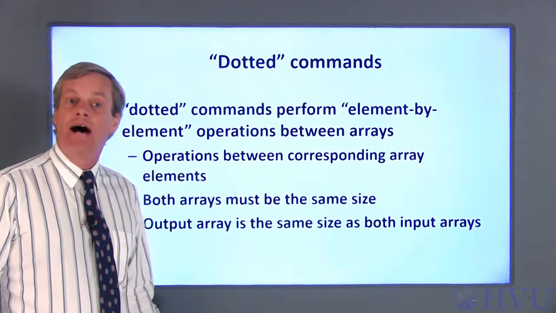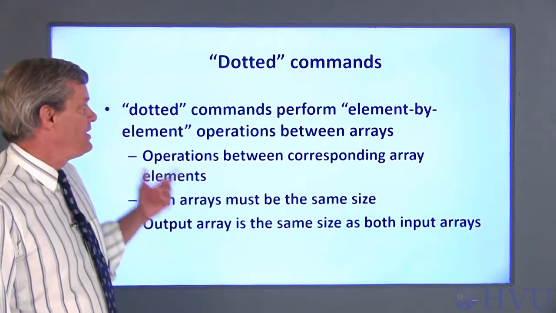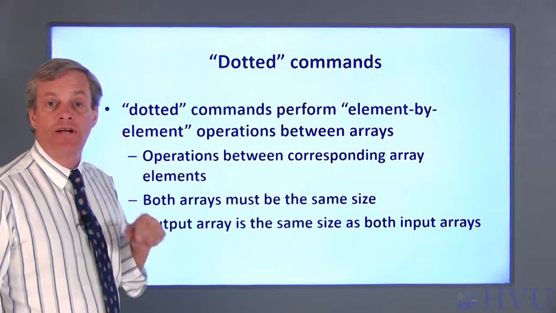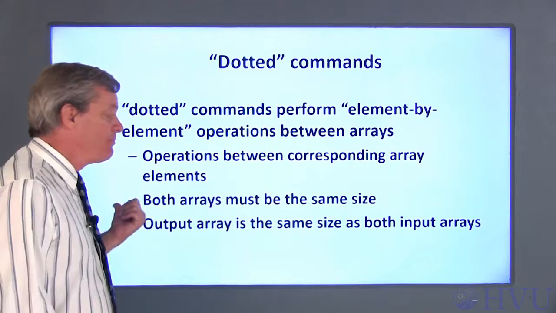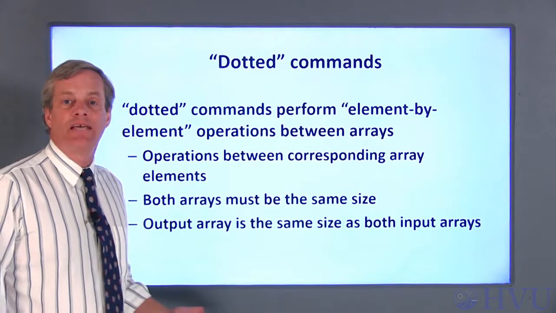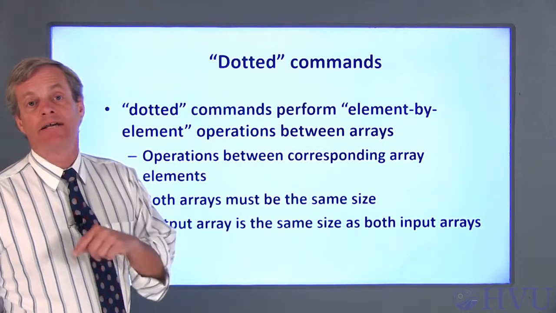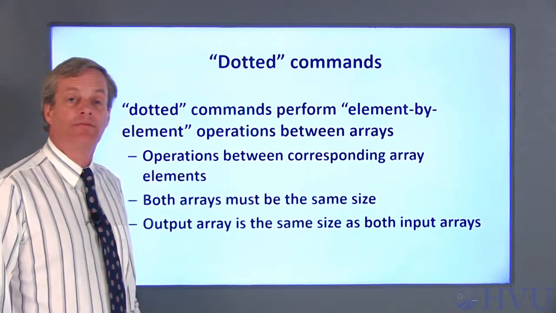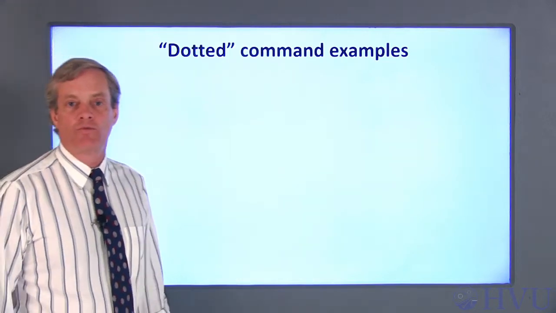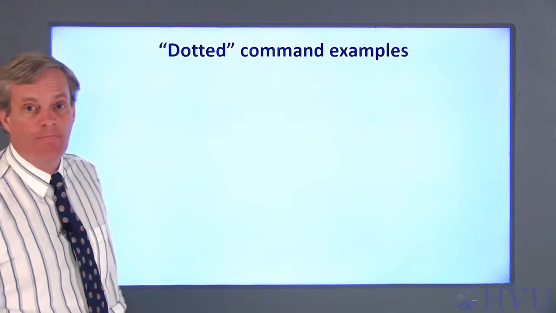As I said, the dotted operators perform array operations. This simply means that the operations are performed between corresponding elements of the arrays being operated on. This implies that the arrays being operated on, the operands, have to be the same size. Also, the output array will be the same size as the two operand arrays. Let's look at a few examples to illustrate how these operators work. We'll do a few using slides and then do a couple of demos using MATLAB.